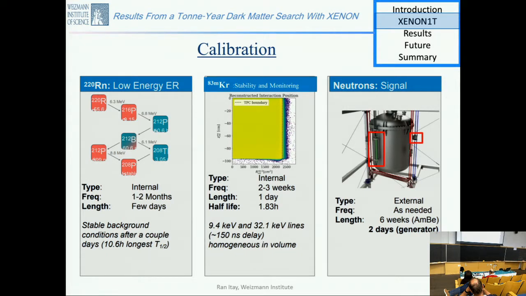Right, how do we calibrate the detector? We use various sources, mainly for electronic recoil, we use radon 220 immersed inside the xenon. We circulate it inside the xenon once in a while, and then we need to wait for a couple of days in order to reach stable conditions so that we can take dark matter data again. The longest half-life is 10.6 hours for the daughters of radon 220. We use krypton 83m for stability and monitoring, and we use a neutron DD generator and an americium beryllium source roughly at the beginning and the end of the science run to verify our nuclear recoil responses.